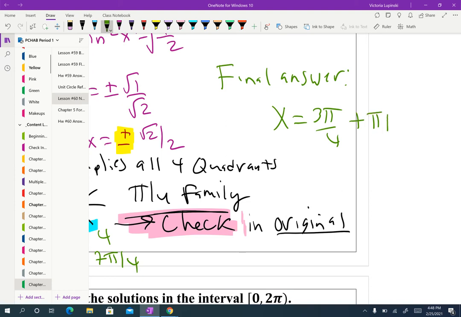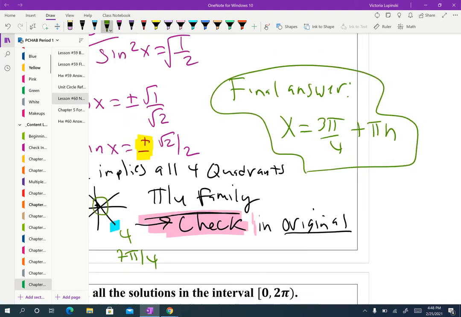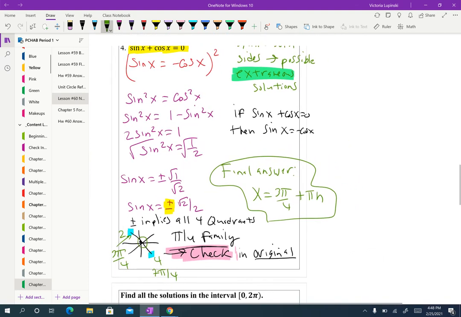plus pi n. So let me just zoom out for a second to rehash that whole thing from start to finish. Again, because of the fact that I had a single sine and a single cosine, that's why I had to eventually square both sides. When you square both sides, that is what is potentially creating those extraneous solutions. After I square both sides, make the substitution, take the square root, the plus or minus implies it's all four quadrants and all four values of the pi over 4 family.